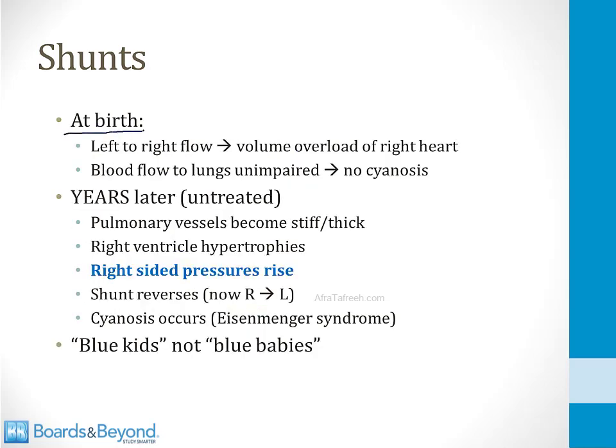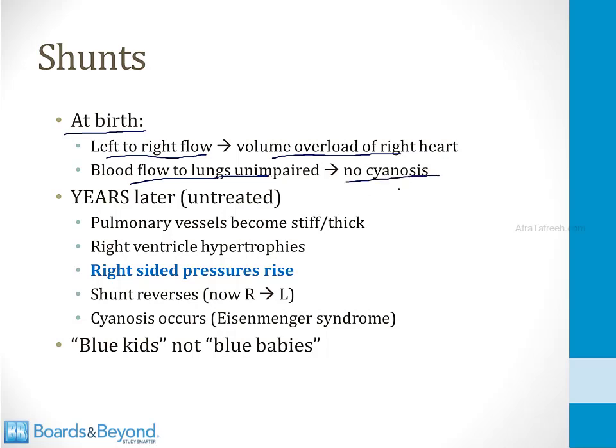So when children are born with one of these shunts, there will be left-to-right flow, as I just described. This will lead to volume overload of the right heart. However, in many cases, the right heart can tolerate the extra volume. This means that blood will flow to the lungs normally, the blood flow to the lungs will be unimpaired, and there will be no cyanosis.